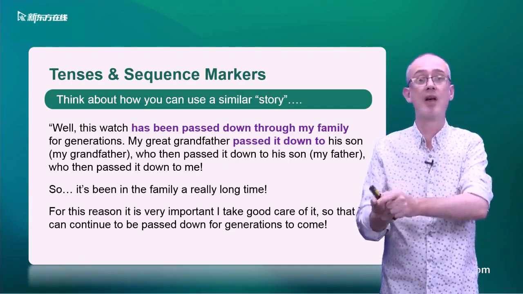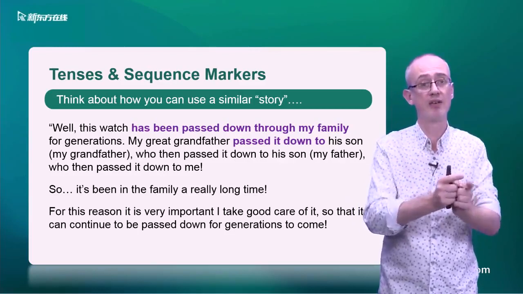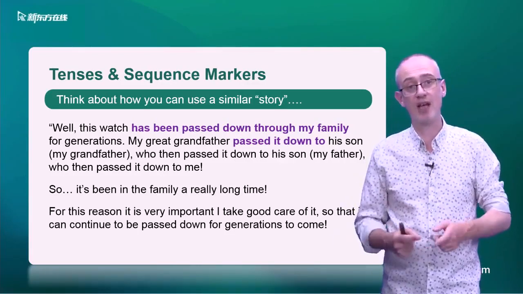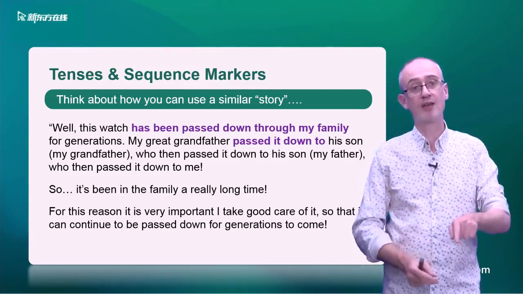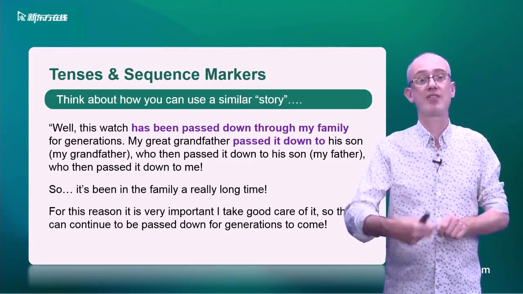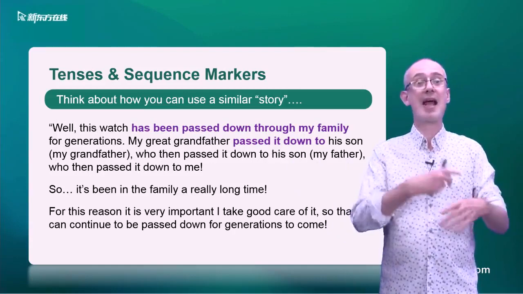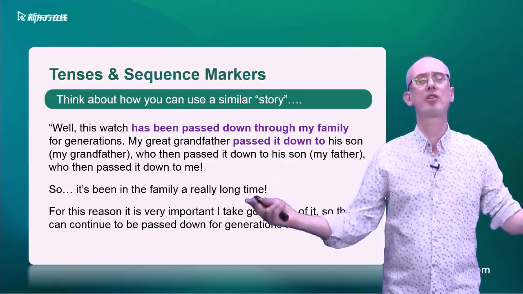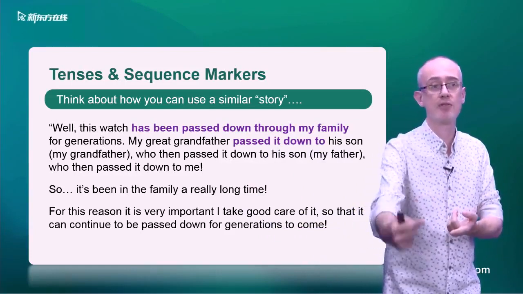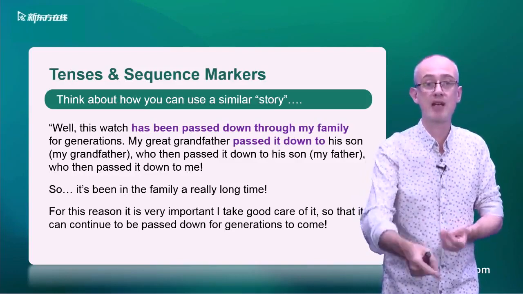My grandfather passed it down to his son, an action which has a beginning and an end, who then passed it down to his son. Again, another past simple, a completed action, passed it down to his son, who then passed it down to me. So we've got a present perfect for the whole period. It has been passed down through the generations of my family. My great-grandfather passed it down to his son, my grandfather, who then passed it down to his son, who then passed it down to me.